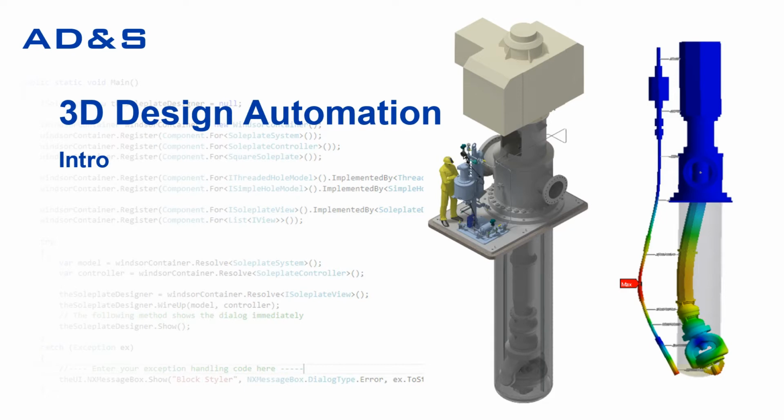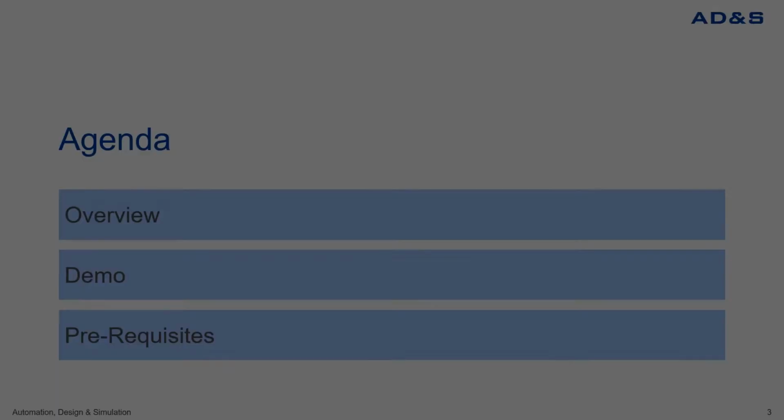It is the first of a series of videos and we will be talking about 3D modeling and programming and how we can bring both together and automate the design process. In this introductory video, we'll be highlighting three aspects.